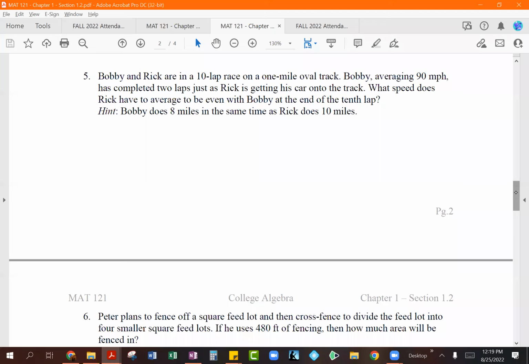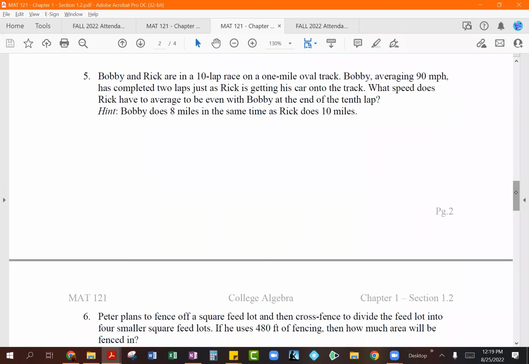So Bobby is averaging 90 miles per hour. We already know he's 2 laps in. And we know this is a 10-lap race over a 1-mile track. And we need to know, since Rick is starting 2 laps afterwards, what would his average speed need to be so that he can be even at the end of those 10 laps?